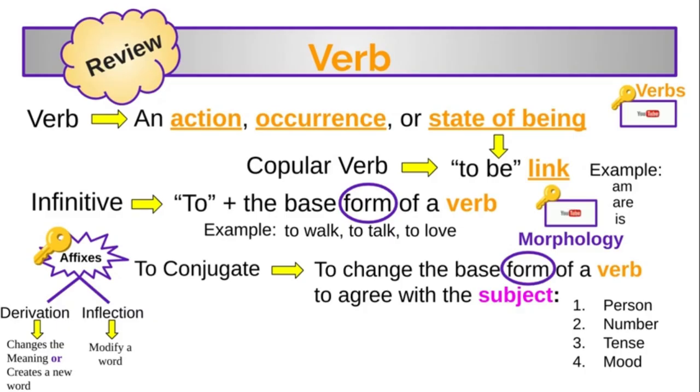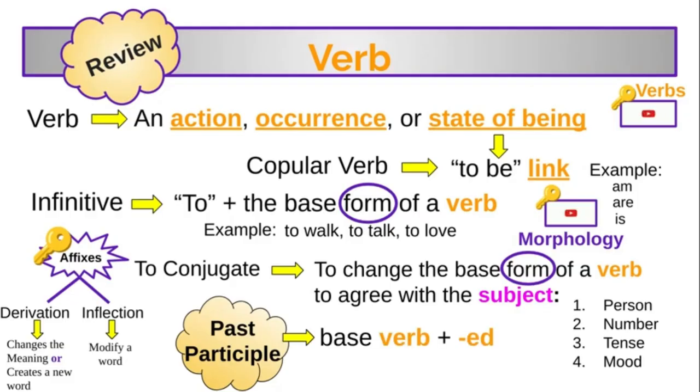Similar to the present participle, we have past participle. A past participle is the base form of a regular verb plus an ed suffix. Example, the base form of the infinitive to walk, walk, plus an ed suffix, walked. Okay, we have modified the base form of the verb into the past participle, walked.